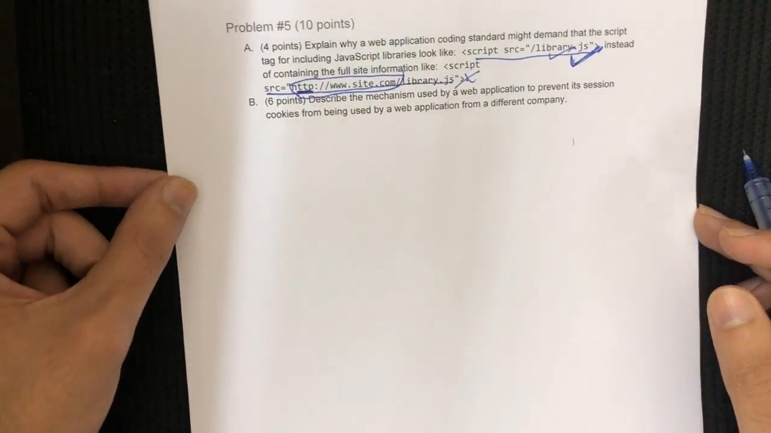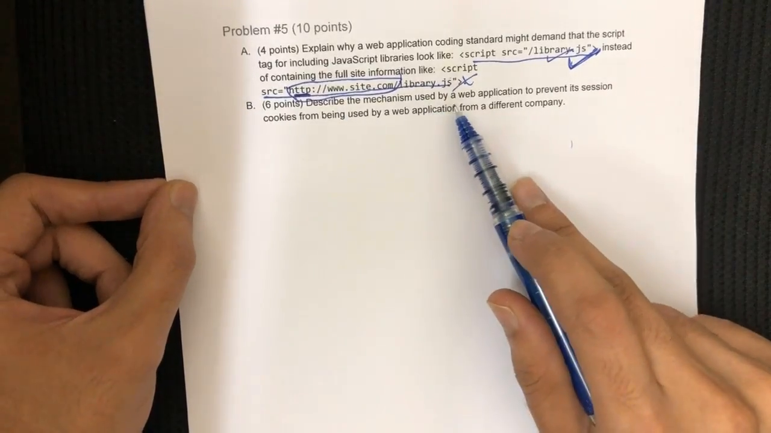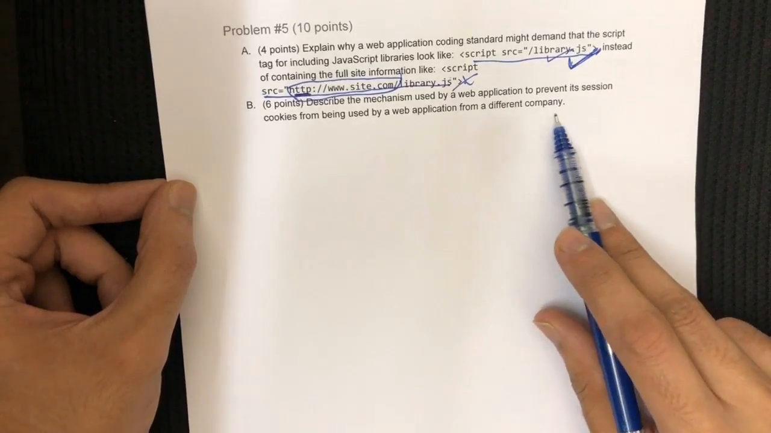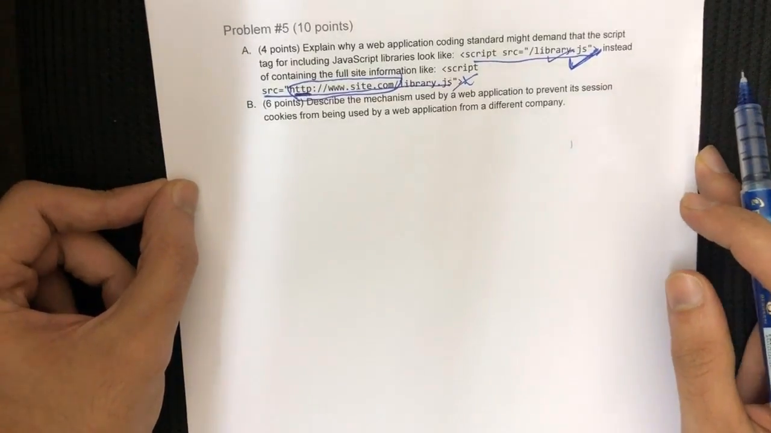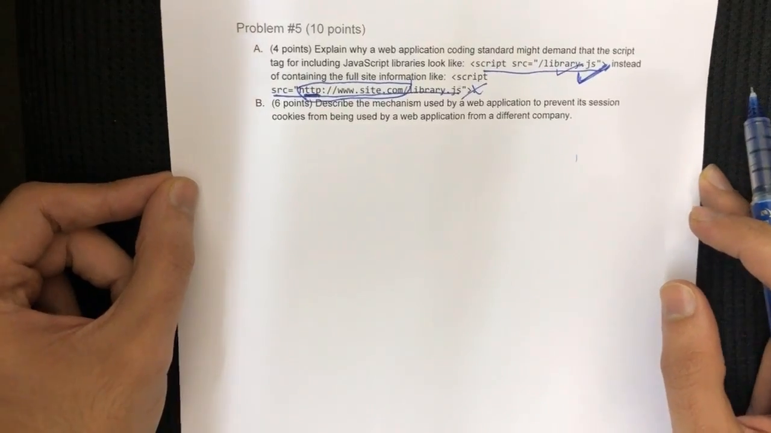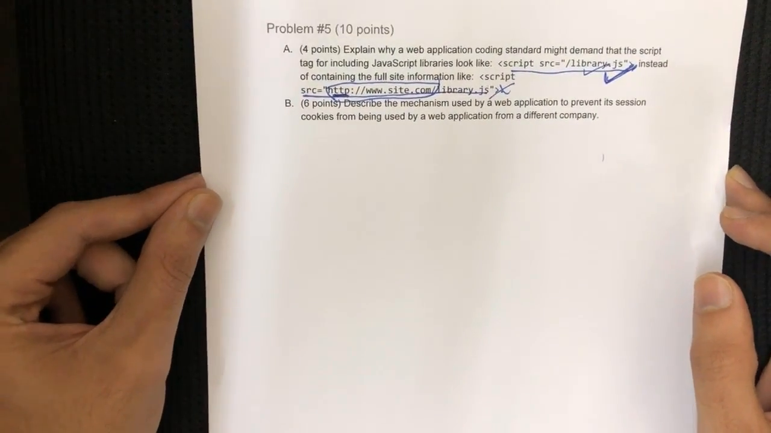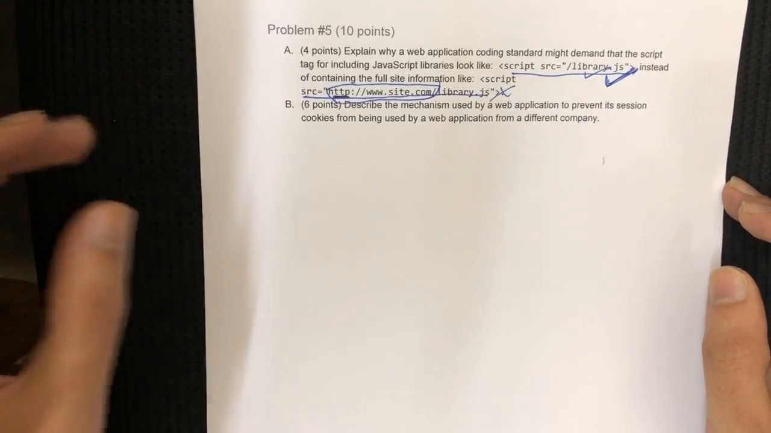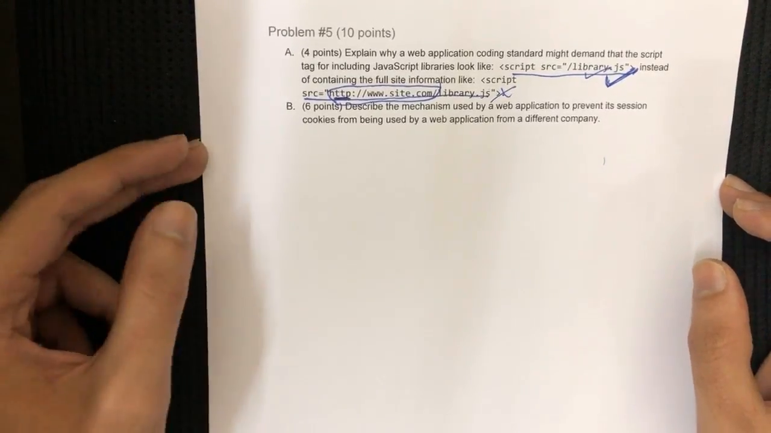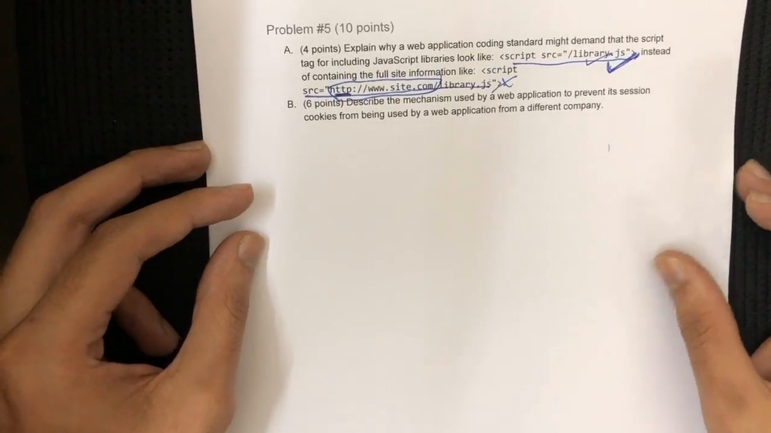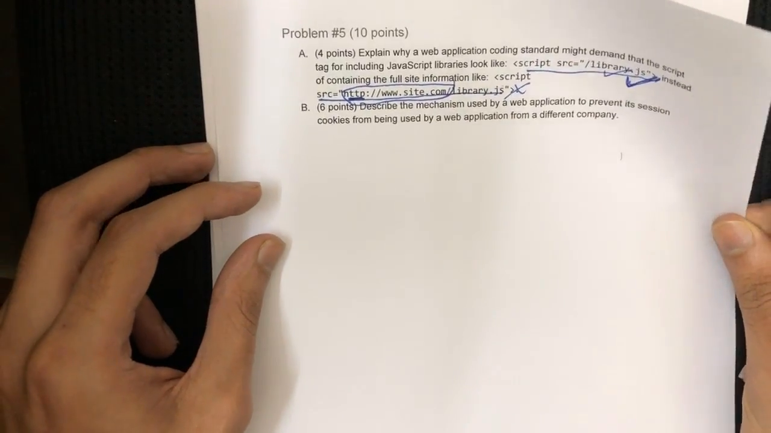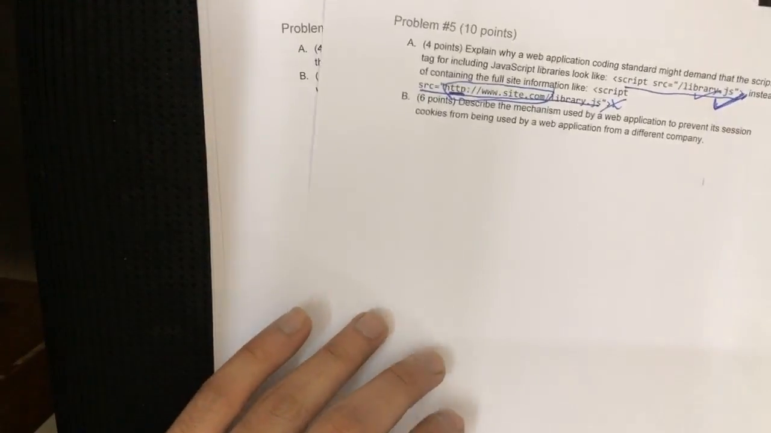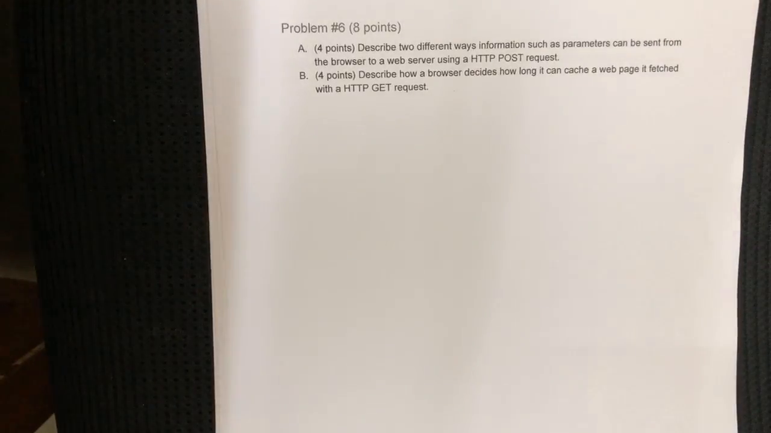Okay. The next one, we should look at this one. Describe the mechanism used by the web application to prevent its session cookies from being used by a web application from a different company. Well, they basically use the same origin policy. The origin is checked everywhere, like everywhere this page is requested, in the GET request or something. Because of that, another company cannot represent another company. That's really it. Okay, let's look at the next one.